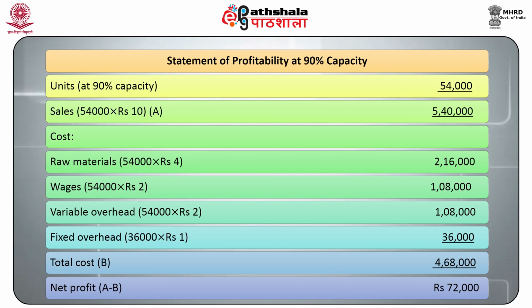The solution for this is the statement of profitability at 90% capacity. The number of units to be taken is at 90% capacity. The sales will give the equal amount accordingly. The cost of raw materials needs to be calculated again for this 90% capacity. The wages, the variable overheads, and the fixed overheads will give us the total cost, which is 4,68,000. The net profit would be 72,000 rupees.